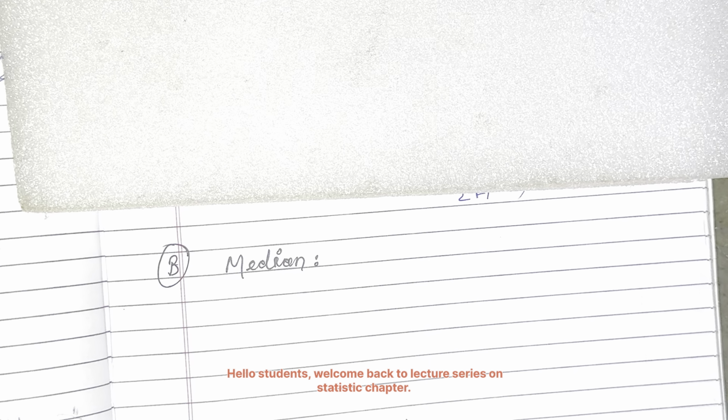Hello students, welcome back to the lecture series on the statistics chapter. So we are learning measures of central tendency. I already explained the first measure, the arithmetic mean, in my previous lecture, for ungrouped data, grouped data and step deviation. I hope you all have understood.